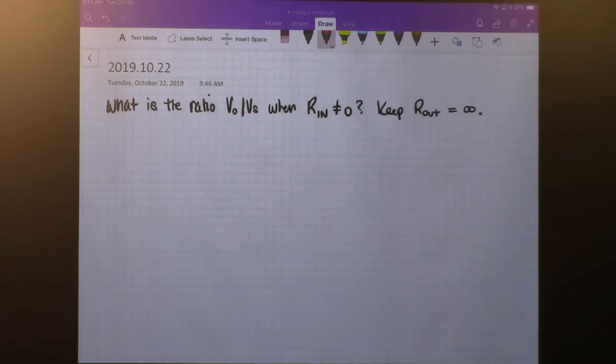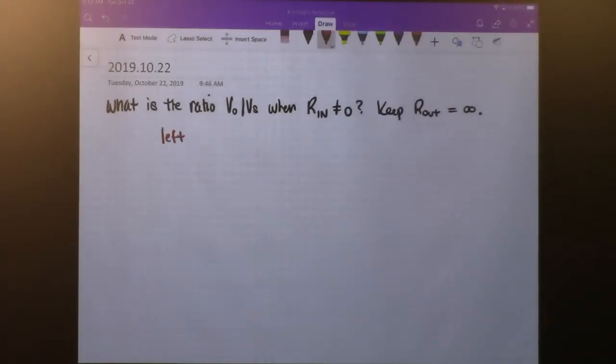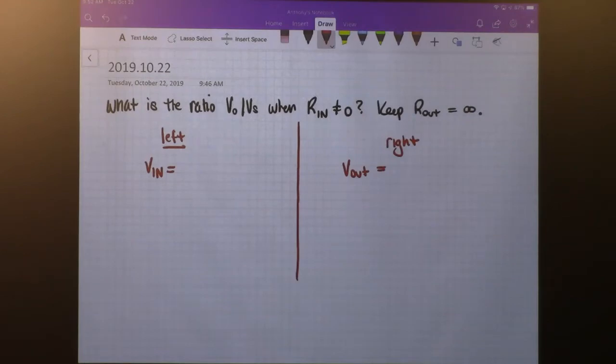We are going to use KVL again, and we're going to need to come up with two different expressions, one to describe the left-hand side, one to describe the right-hand side. So I'm going to write that down. I'm going to say left, and I'm going to say right, and I'm going to draw a line down the middle. On the left-hand side, we're going to be concerned with the definition of V in. And on the right-hand side, we're going to be concerned with the definition of V out.